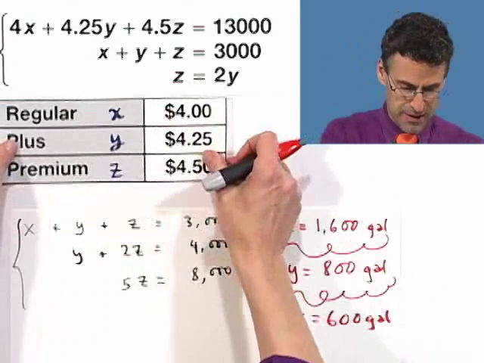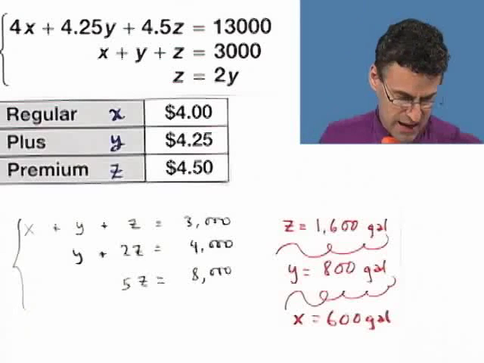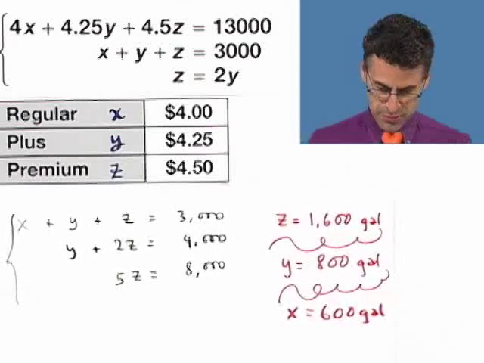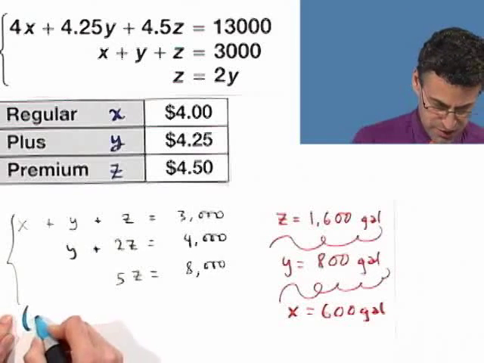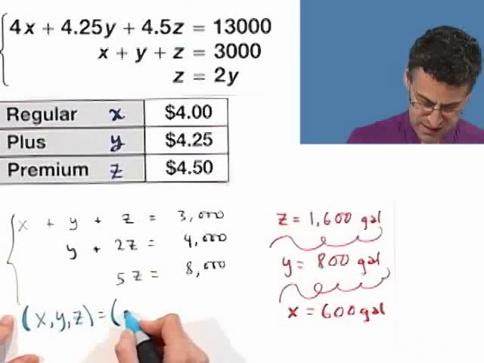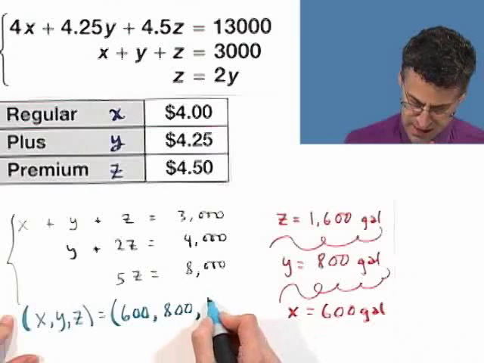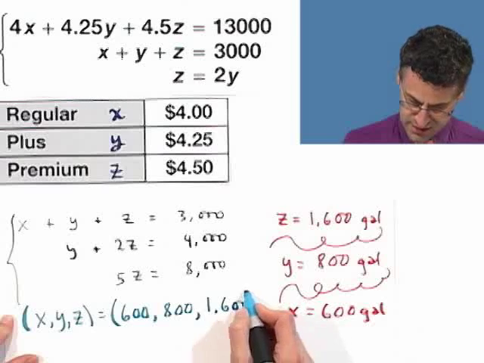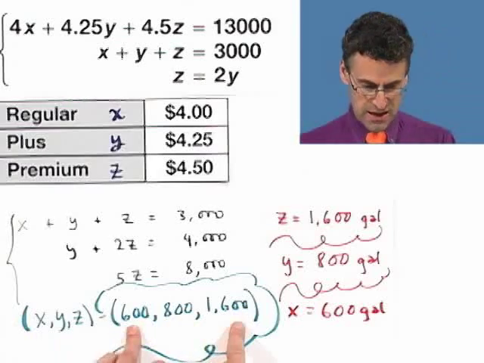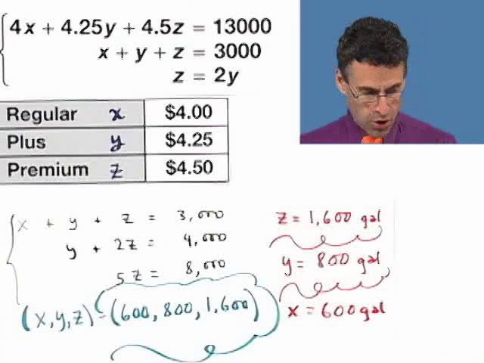And remember what's given. X is representing the gallons of regular gas sold, and the y represents the plus gas sold, and the z represents the premium. So if we write it as an ordered triple, which I like to do, x, y, z, always in that order, we see 600 gallons, 800 gallons, and 1,600 gallons. And you can check it for yourself by taking this value for x, y, and z and plugging it into each one of these 3 equations, and you'll see that they're all satisfied.